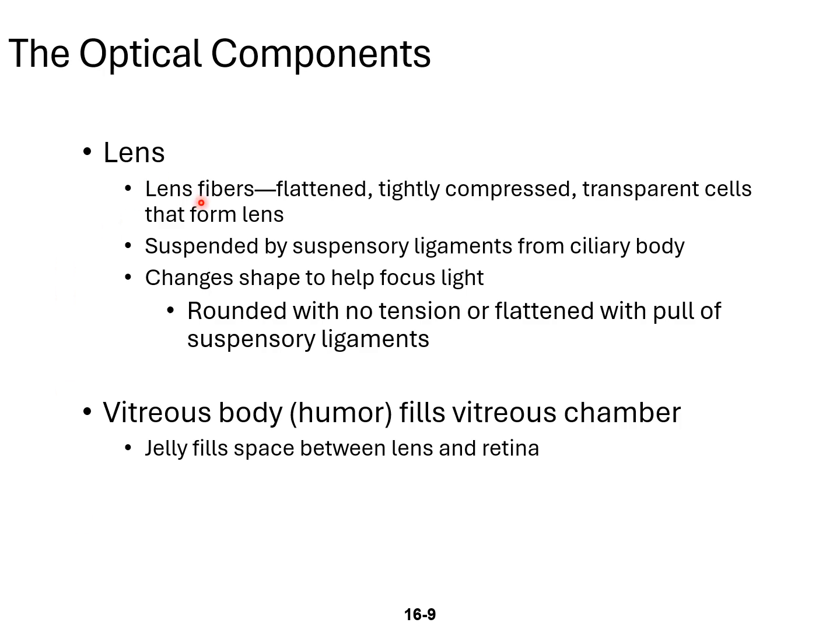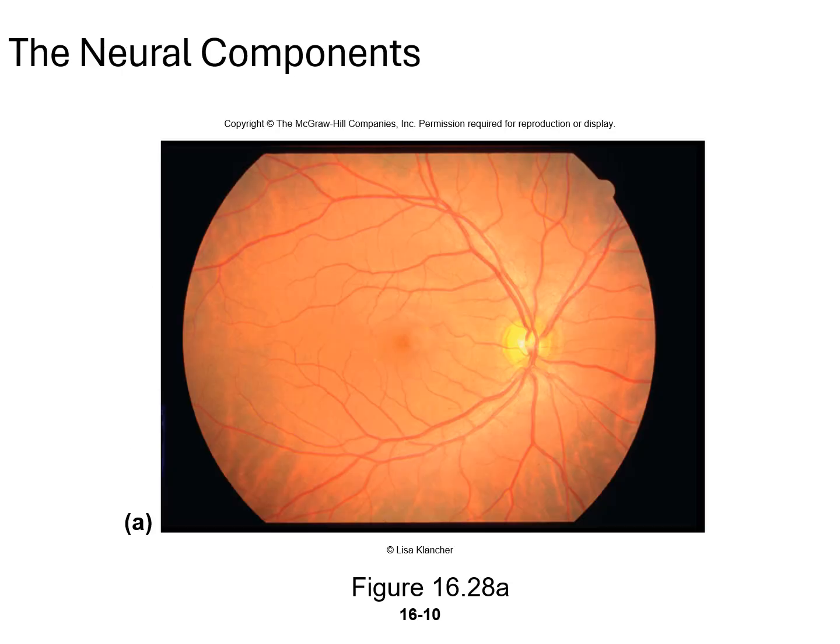The lens is made of lens fibers, flattened, tightly compressed, transparent cells. They're held together by suspensory ligaments, and those suspensory ligaments go into the ciliary bodies. You have the vitreous body, which holds the vitreous humor. That's that jelly-like structure that fills the space between the lens and the retina, which makes the eye hold its shape.